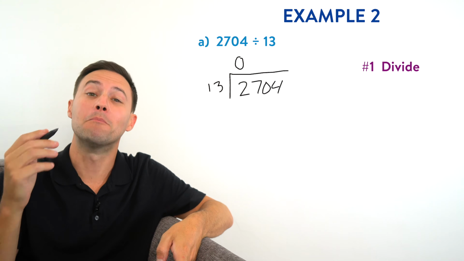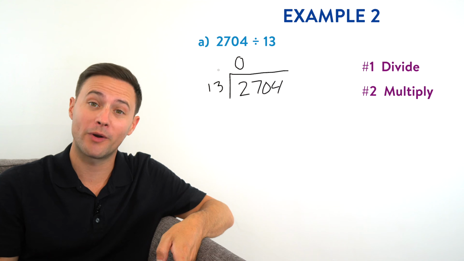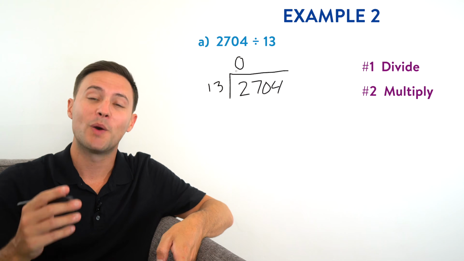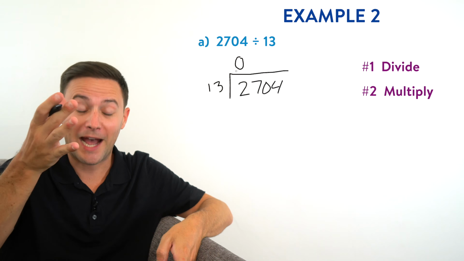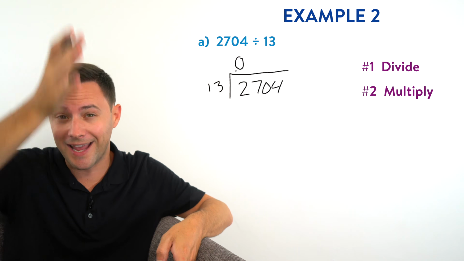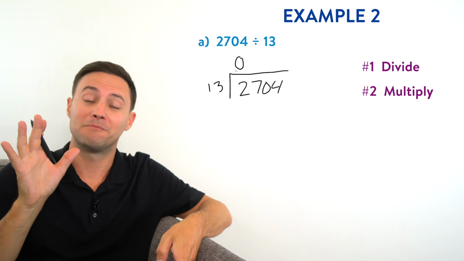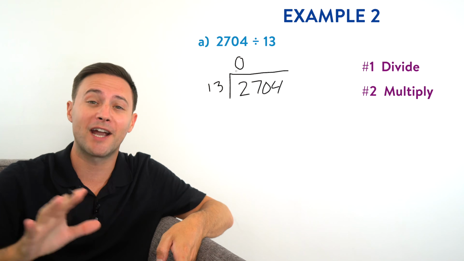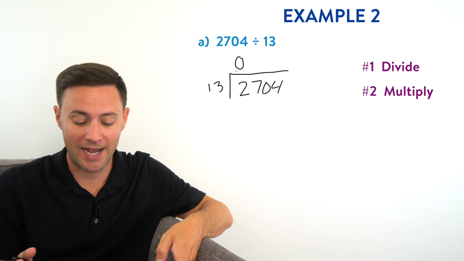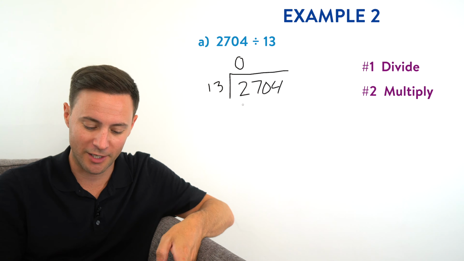Second step, multiply. And what we're going to multiply is the 0 and the 13. So 0 times 13 is 0. Where do I write the 0? I write it directly in line with that 2. So again, we really want to make sure everything's lining up. Probably the best piece of advice for this entire lesson is be organized. Write big, take your time, and make sure things are lining up. All right, so 0 times 13 is 0.